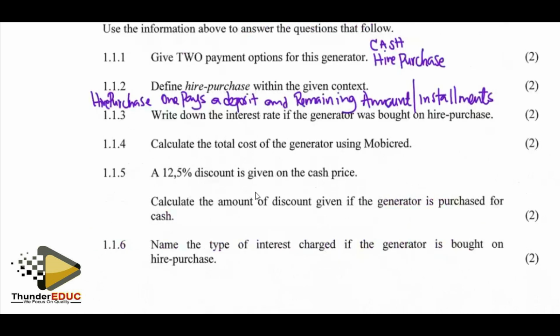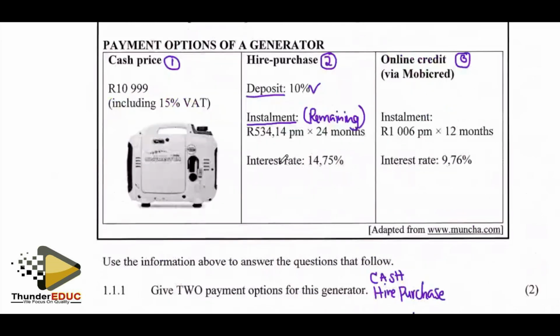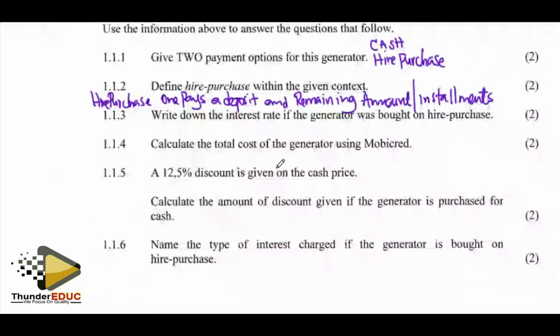Now the interest rate. If the generator was bought at hire purchase, we go back to our table here. The interest rate is this one here. So we need to write this value here. So we shall write it, and it's 14.75%.